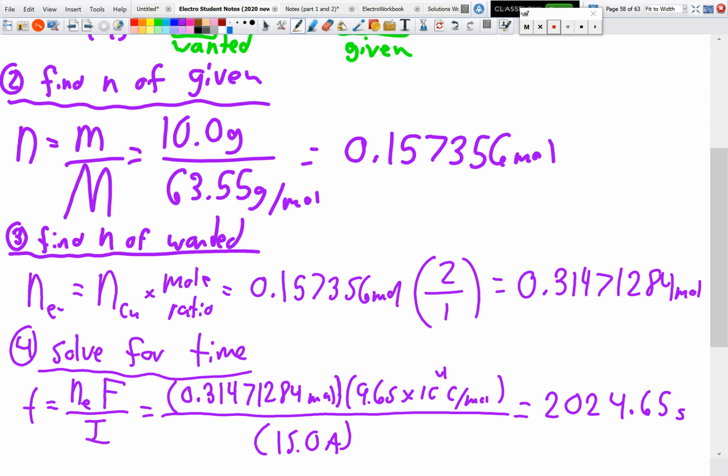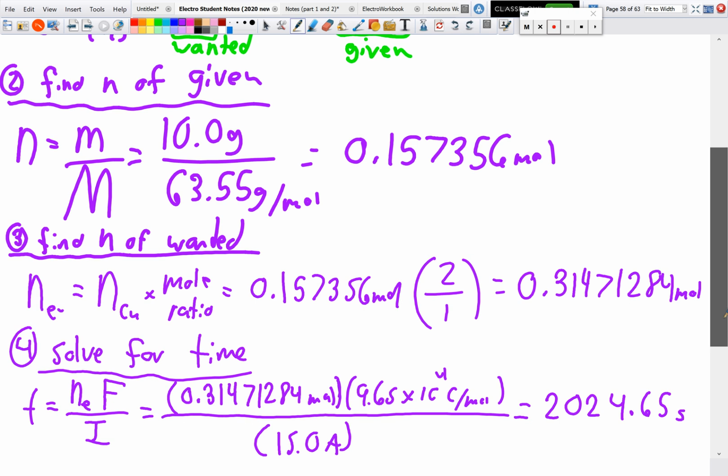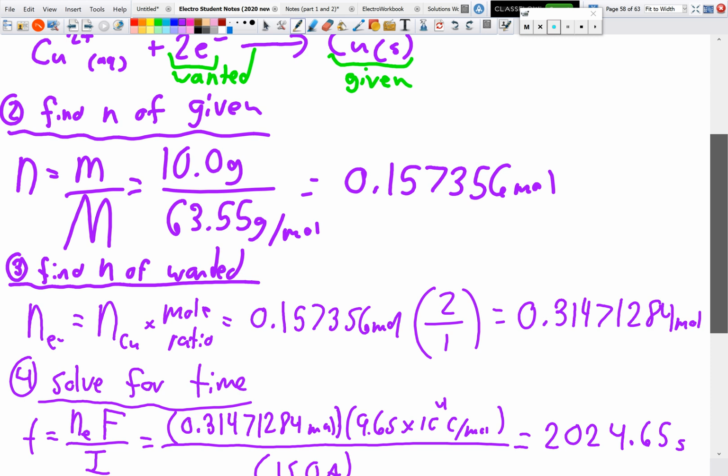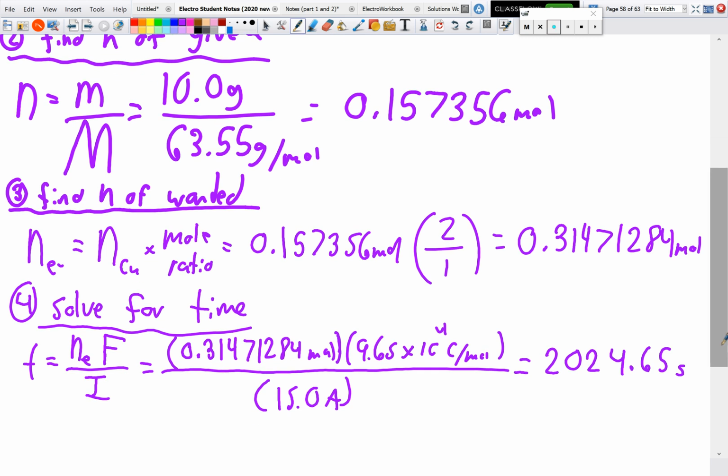So we get 2024.65 seconds. Now, because this question does not state to simplify it into minutes or anything like that, it's just how long it will take. So this answer will definitely be acceptable if you had the correct number of significant digits, or you can do a conversion factor to get 33.7 minutes, which is also a good answer. So either way, if the question actually stated, what is the time in minutes, you can easily express it like that as well.